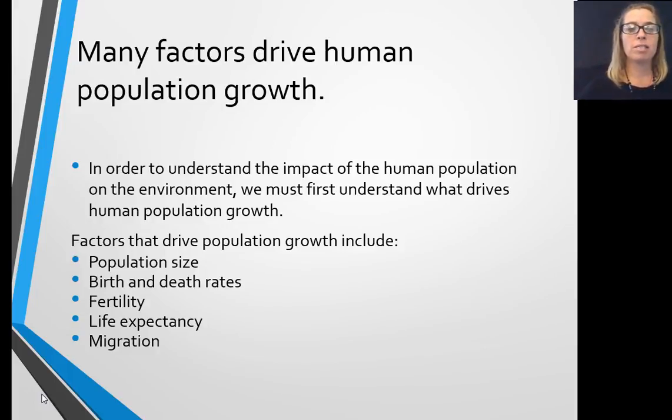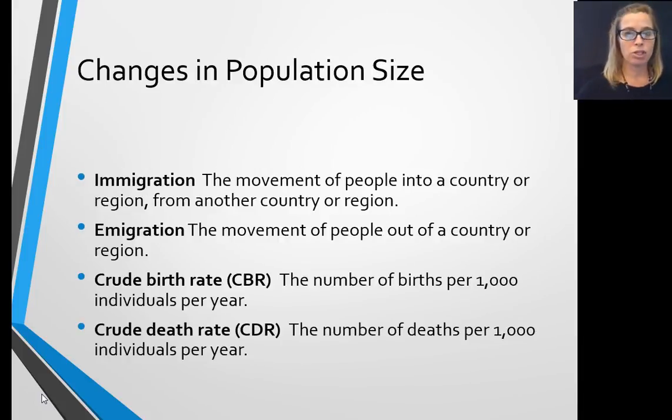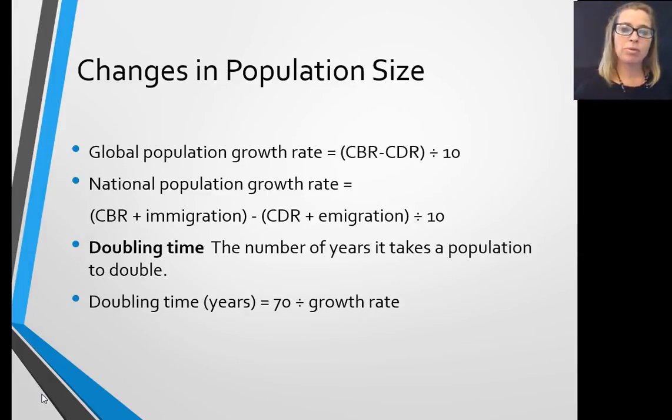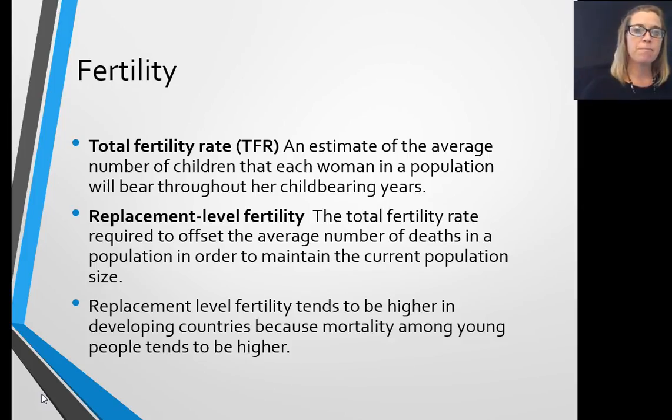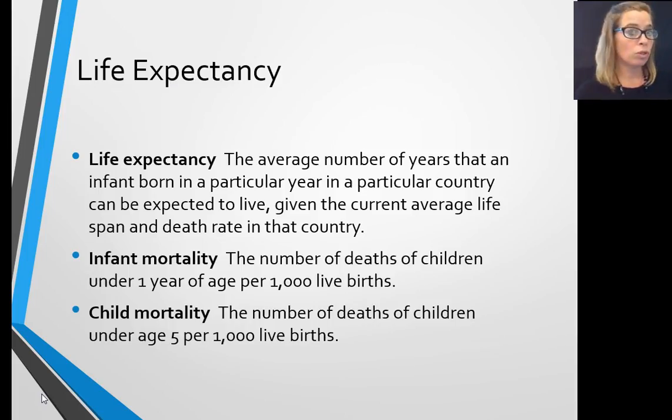One of the few things that we have had to emphasize was population growth and what impacts it, what adds to population growth, and what takes away from population growth. We've talked about the study of populations, and how to calculate the doubling time of a population. So we talked about the law of 70. We've talked about other things that could impact population growth, like total fertility rate, and projected world population growth.